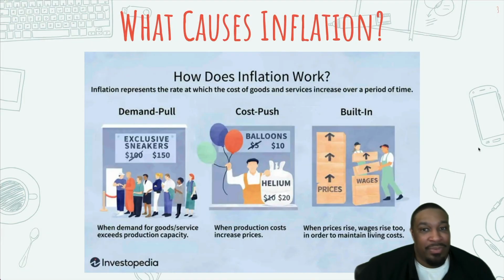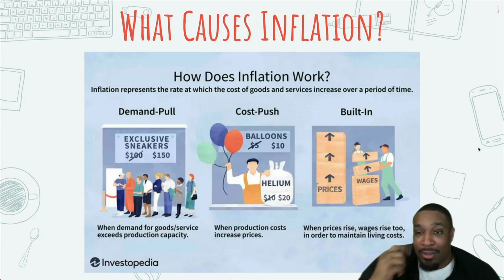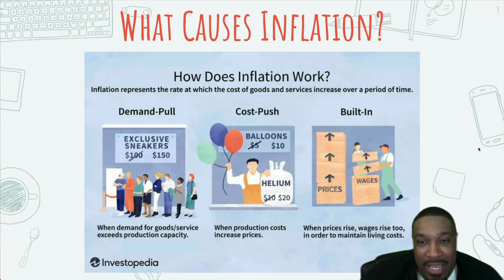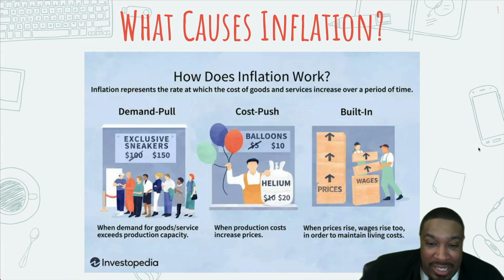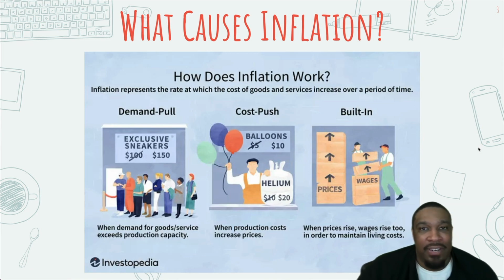All right, so now let's go into it. What are the causes of inflation? This is what I found here, a nice infographic from Investopedia. Number one is demand pull inflation. Demand pull is when demand for goods and services exceeds production capacity. This can cause inflation.